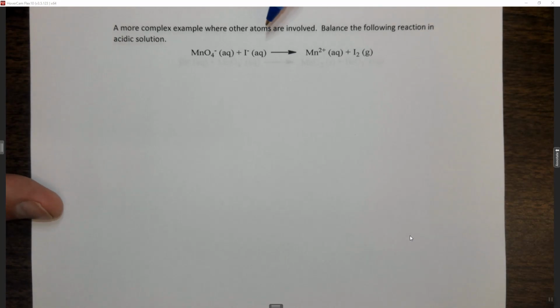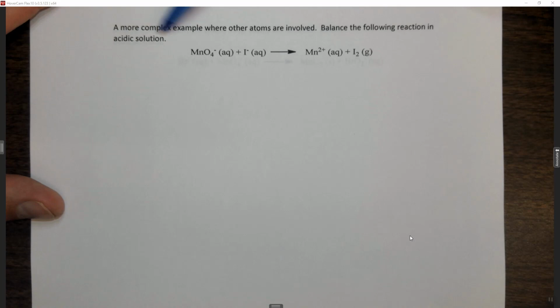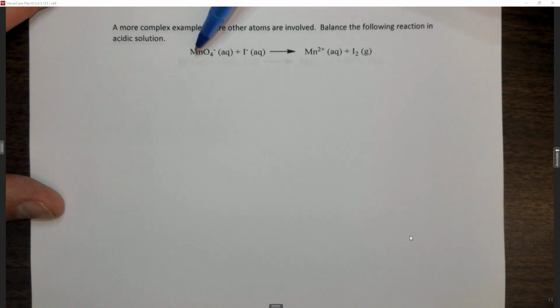Right, so if you haven't watched the previous example, it's a good idea to start with that one. So it says this is a more complex example, but we have to balance the following reaction in acidic solution. In this case, we actually have an oxygen involved, which makes this much more complicated. And it's important to notice that this is in acidic solution.